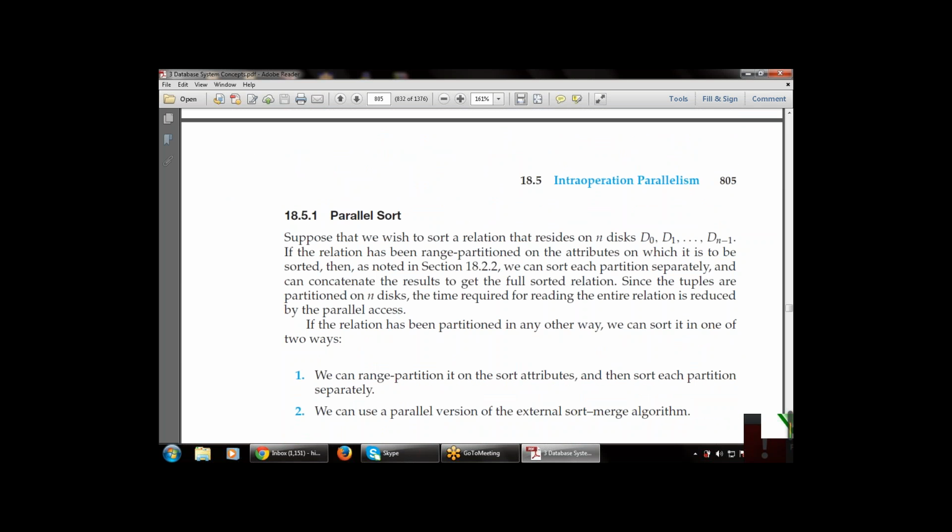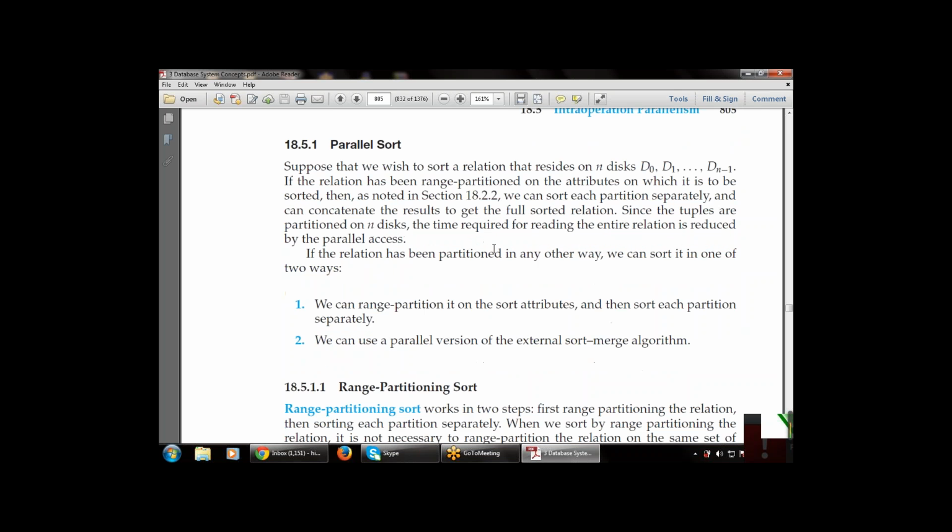First is parallel sorting. We range partition the relation, D0, D1, ..., Dn-1, on the attributes on which it is to be sorted, and we can sort each partition separately. If the relation has been partitioned in any other way, we can sort it in one of two ways.